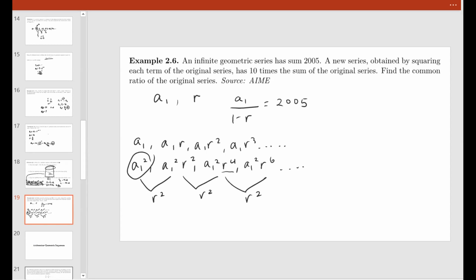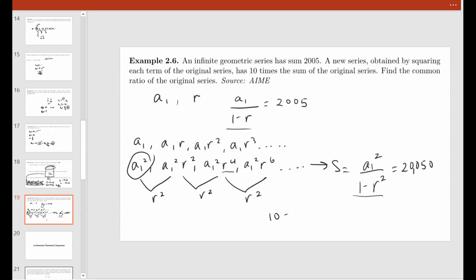So the sum of this sequence is going to be the first term, which is a1 squared, over 1 minus the common ratio, which is r squared. We're given that this is 20,050 because it's 10 times the sum of the original series. So we can divide this by this.